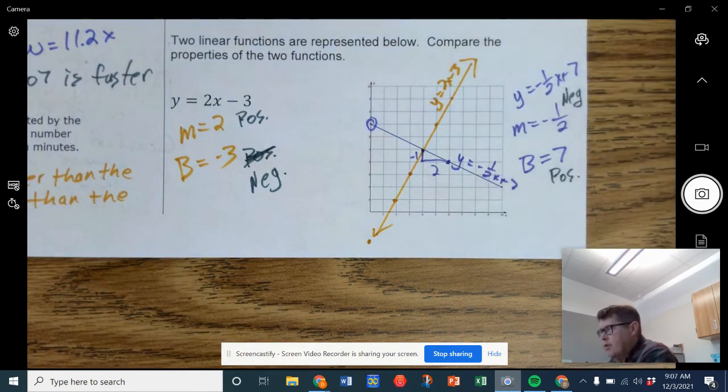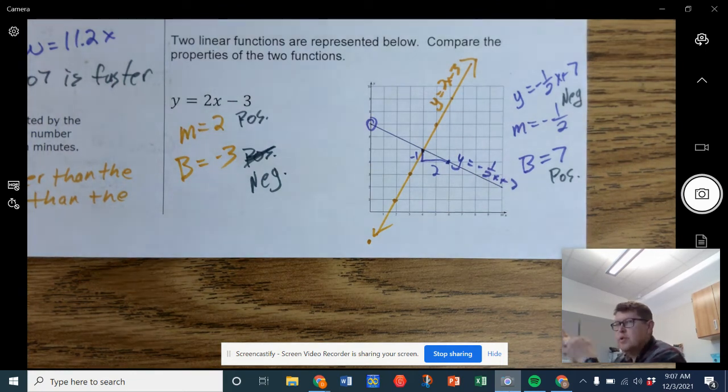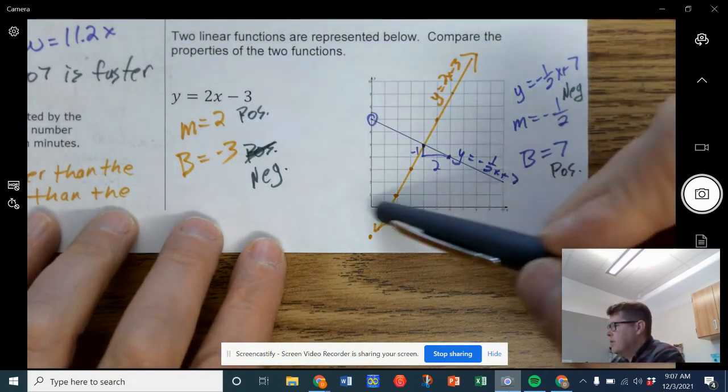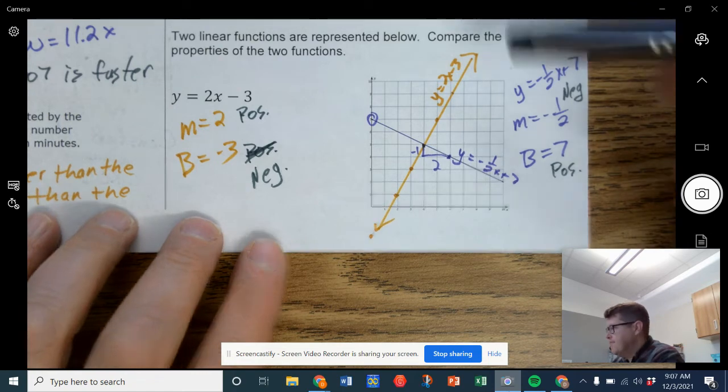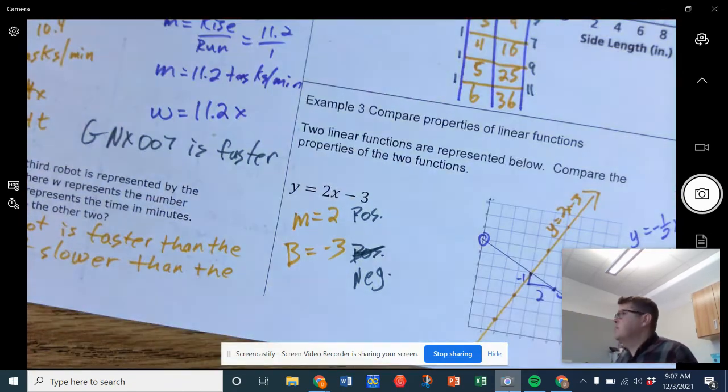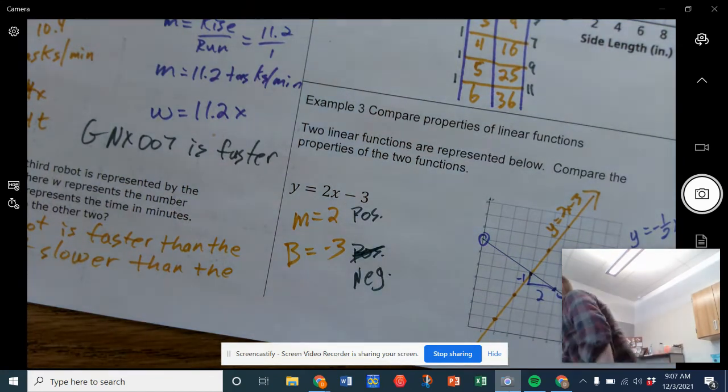That's how you compare lines. You talk about the slope, and you talk about the y-intercept, right? Which one is bigger, which one is smaller? This has a greater rate of change. This one doesn't. Greater rate of change means it's steeper. That's that, guys. I've already put this in a notebook, so I'll just show you the notebook.